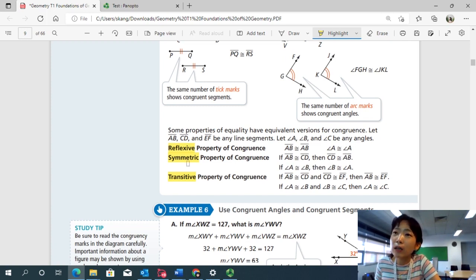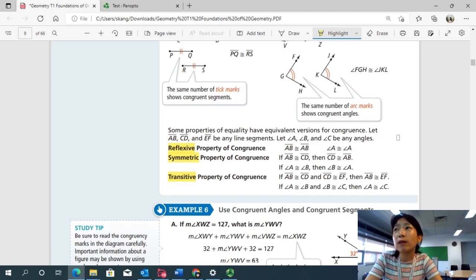That is symmetric. Transitive is when you have 3 different things in a statement. Okay? So if AB and CD are congruent, and CD and EF are congruent, they're both congruent to the same line. So AB and EF must also be congruent. Okay? That's a transitive statement. If angles A and B are congruent and B and C are congruent, then angles A and C must be congruent.